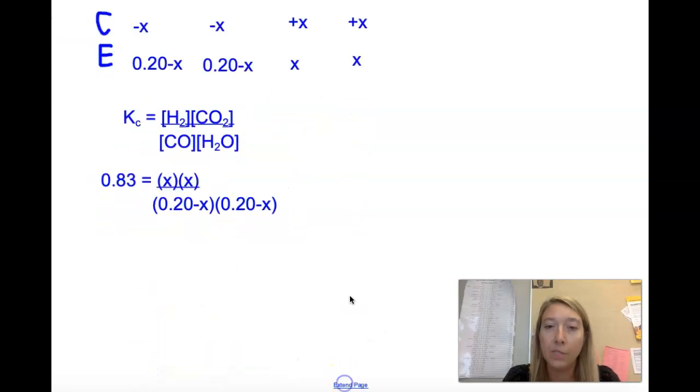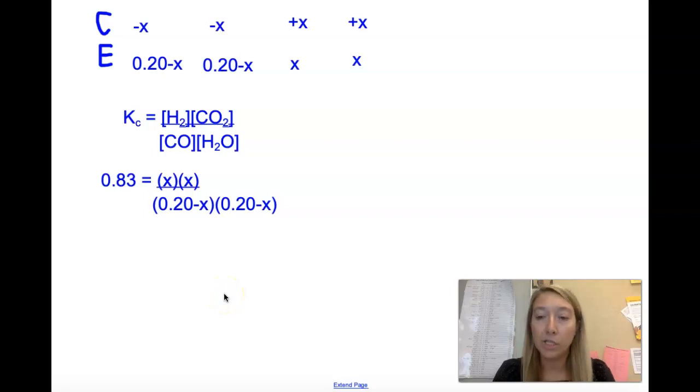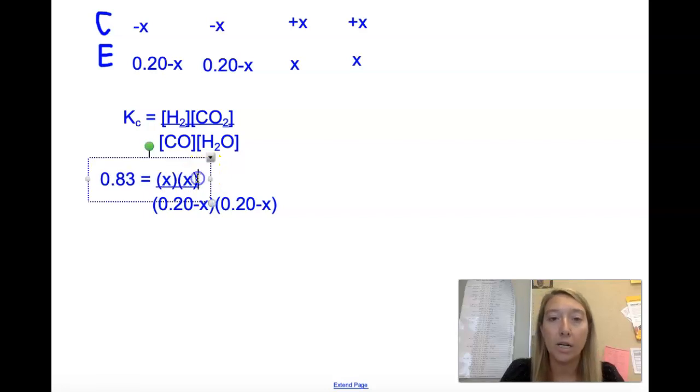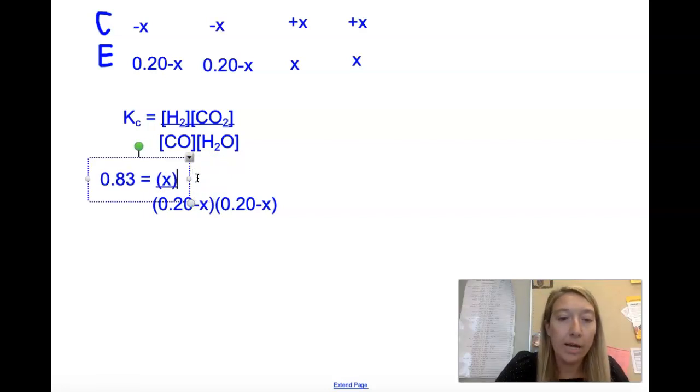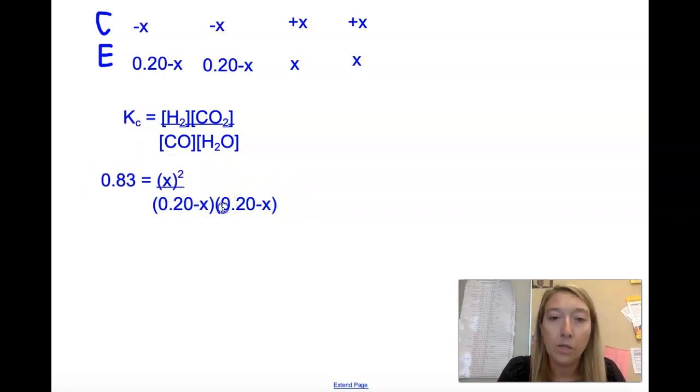So this particular question, I can do something that's going to make my life much easier to actually solve this. If I look at this, I should be able to recognize that x times x is the same as writing x squared, and 0.2 minus x times 0.2 minus x is the same as writing 0.2 minus x squared. So let's get rid of that and square that, and then let's do the same on the bottom here.